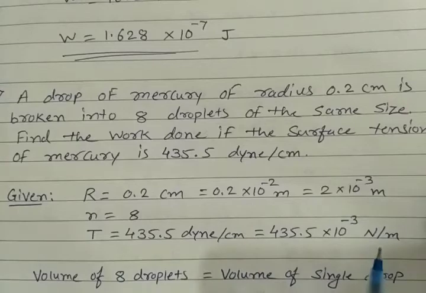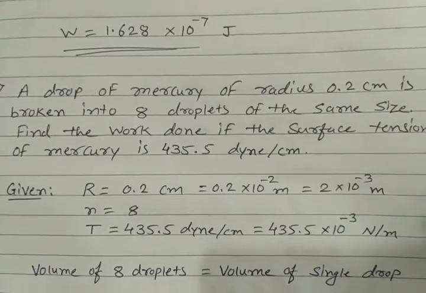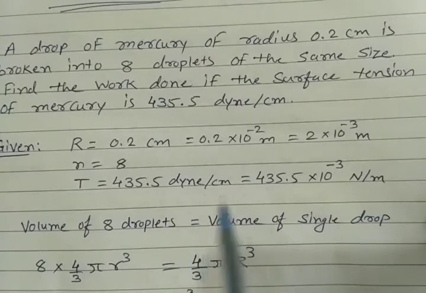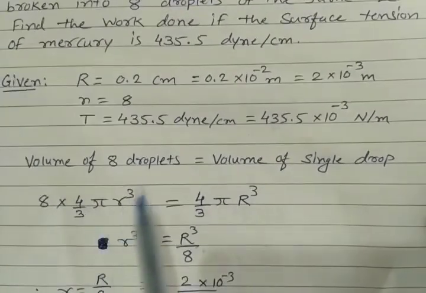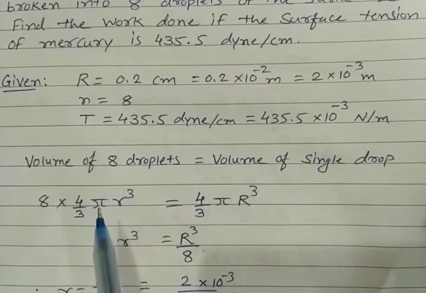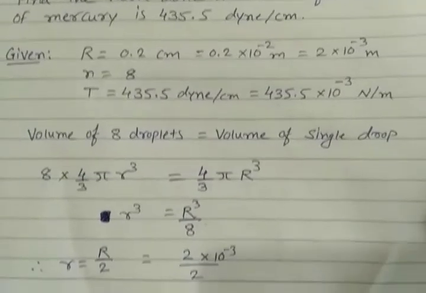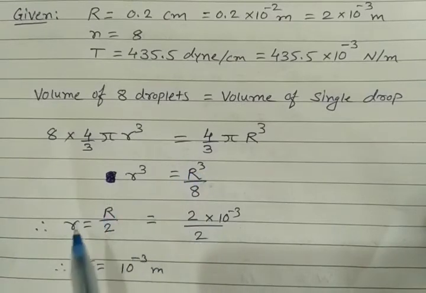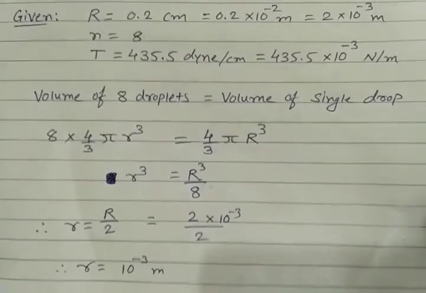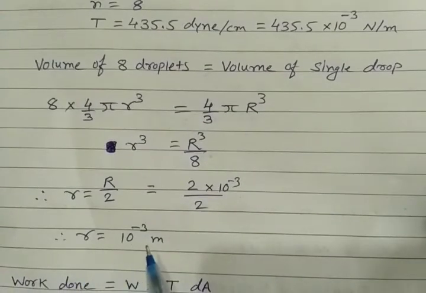Convert it into Newton per meter by multiplying it by 10 raised to minus 3. So dyne per centimeter is converted into Newton per meter. Now once again, the volume of 8 droplets is equal to volume of single drop. So volume of a spherical drop is 4 by 3 pi r cube, and since there are 8 droplets, it is multiplied by 8. So cancelling 4 by 3 pi on both sides and taking cube root, what we have, small r is equal to capital R upon 2. Cube root of 8 is 2. So 2 get cancelled, and the value of small r is 10 raised to minus 3 meter, which is the radius of small droplets.